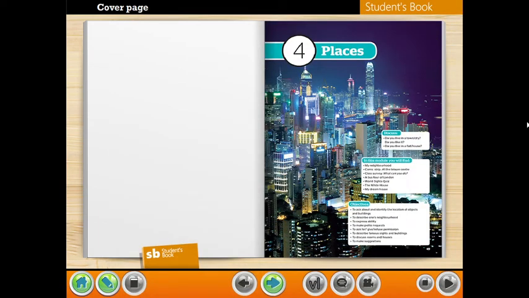Hello everyone. Today we are revising the Unit 4. Before we start the revision, I'm just going to remind you of the things that we did in this unit. We talked about different places in the city. We talked about the house, the rooms, and the furniture, and the position of the furniture in the room.